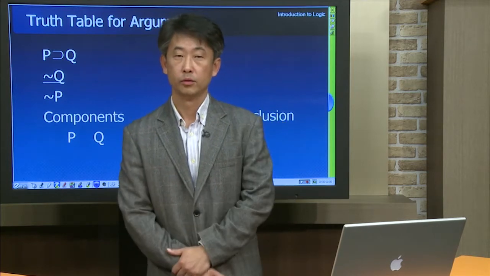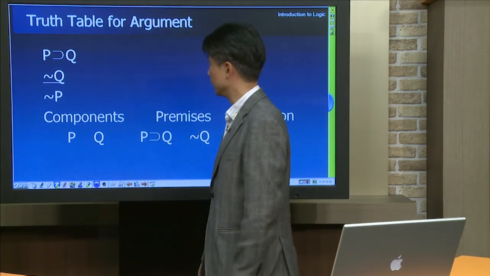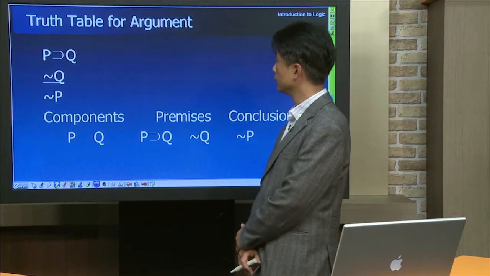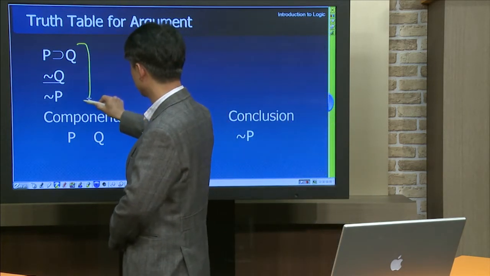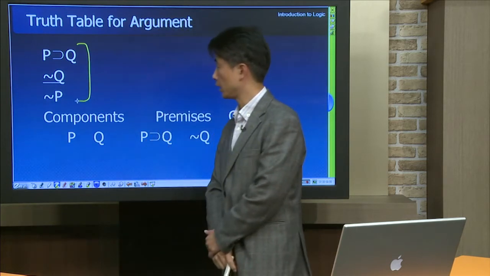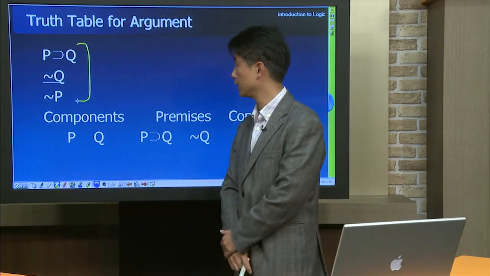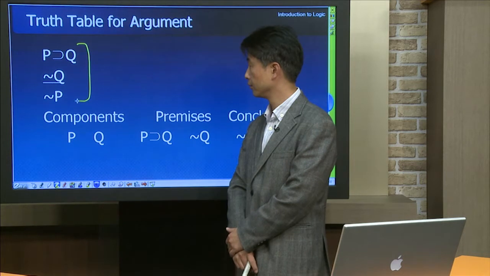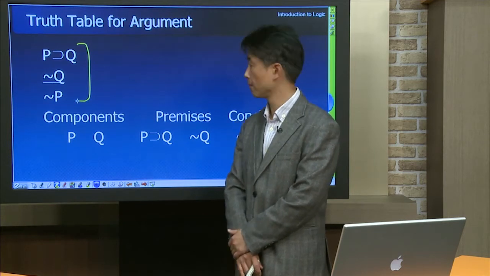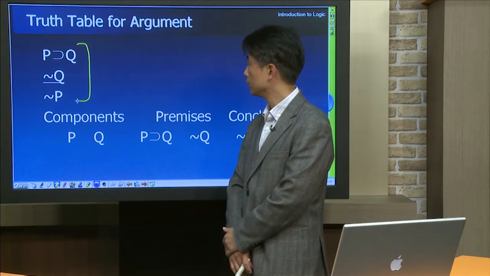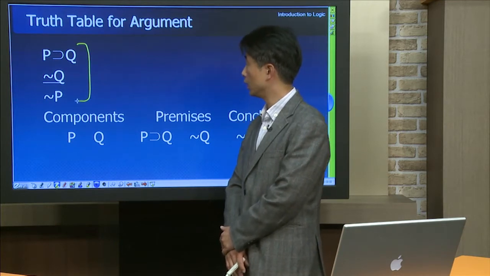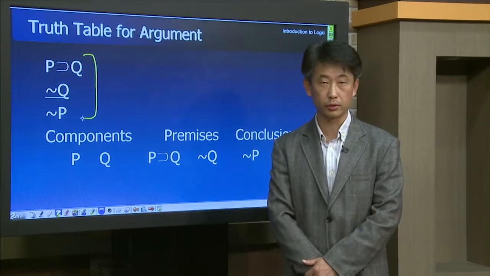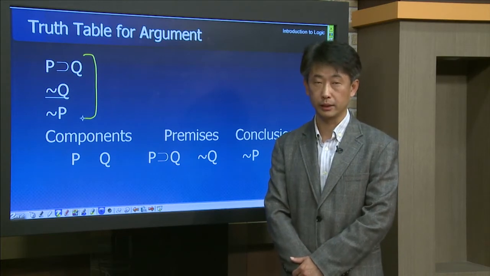So let's look at an example. Here is an argument. There are two premises, and the conclusion is not P. It's a very simple argument. What should we do in order to construct a truth table for an argument like this?